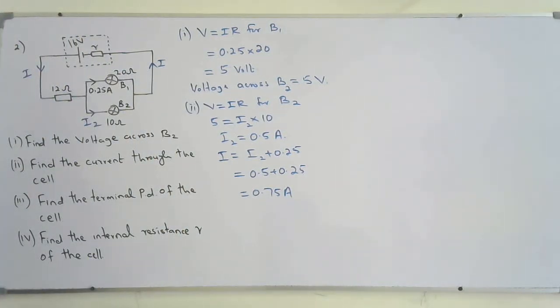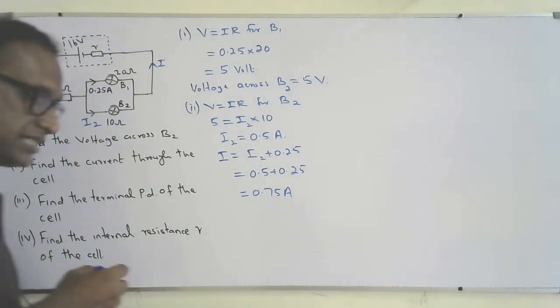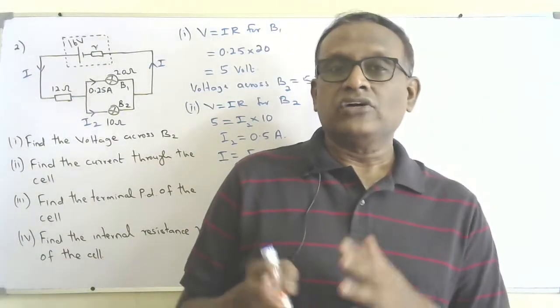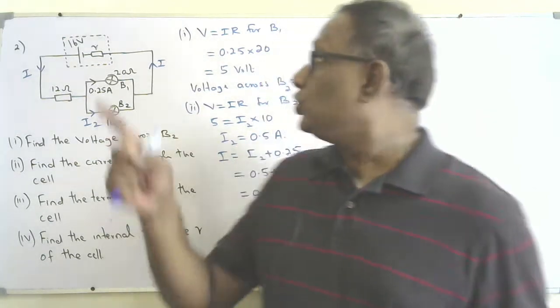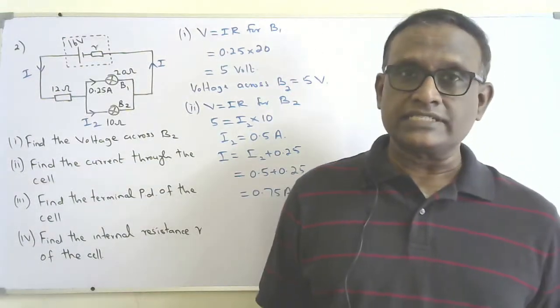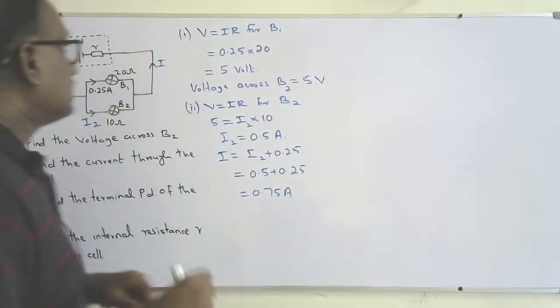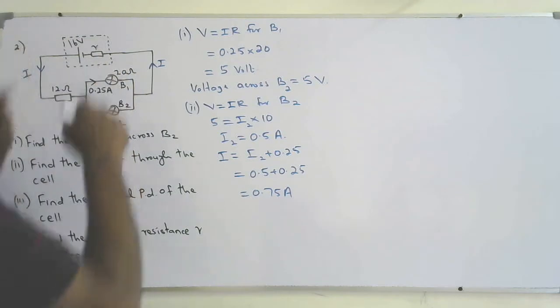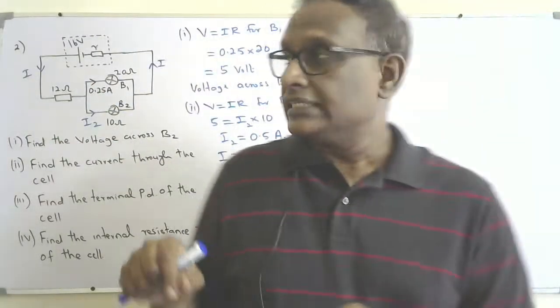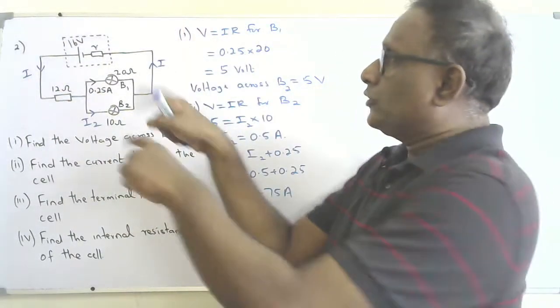Third part, find the terminal potential difference of the cell. Normally we use V equal E minus Ir, that is given in the data sheet. But here I can't use that because I don't know the internal resistance of the cell. But I know the voltage across the terminals of the cell is called terminal potential difference.